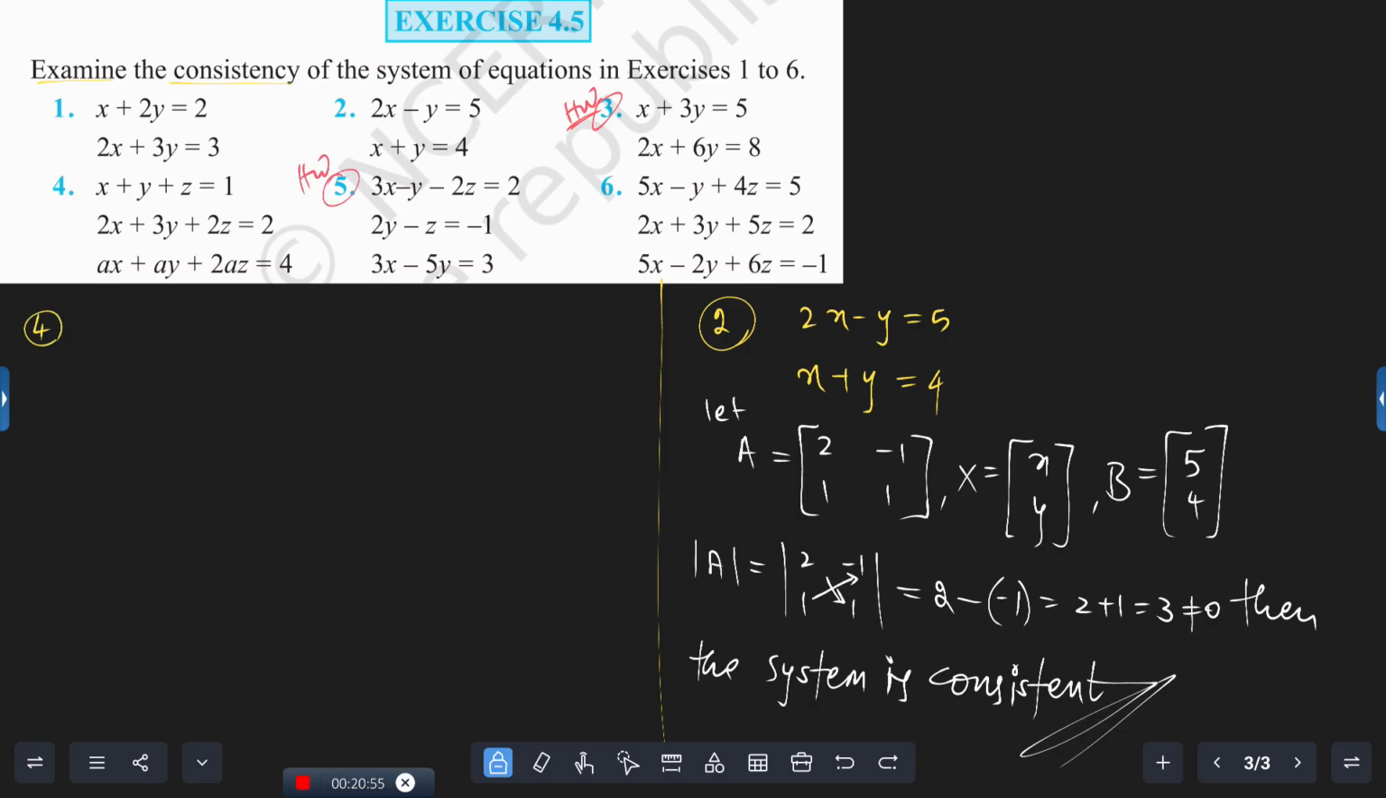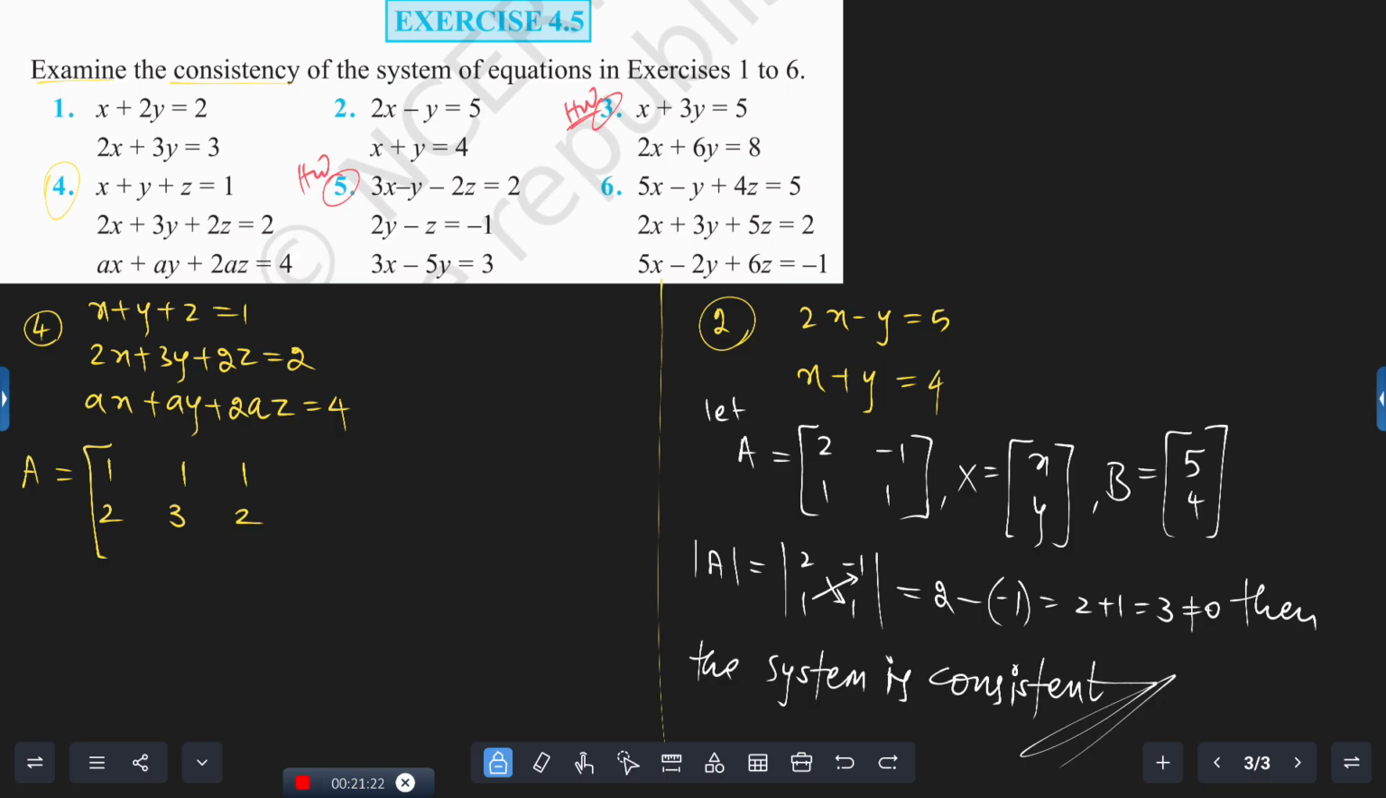So the fourth one: x plus y plus z is equal to 1. This one I am writing here. 2x plus 3y plus 2z is equal to 2. And ax plus ay plus 2az equal to 4. So first we should write the A matrix, means the coefficient matrix: 1, 1, 1, 2, 3, 2, a, a, 2a. This is my A matrix, the coefficient matrix.